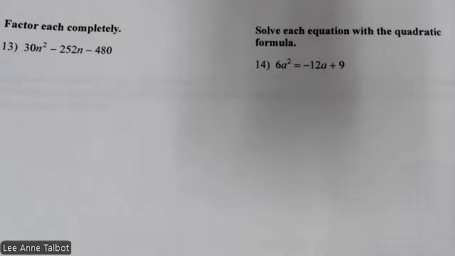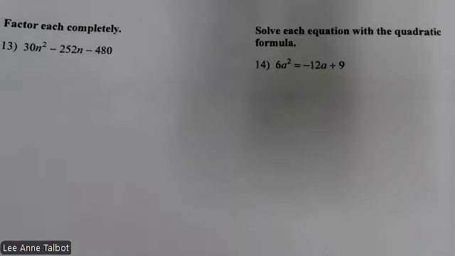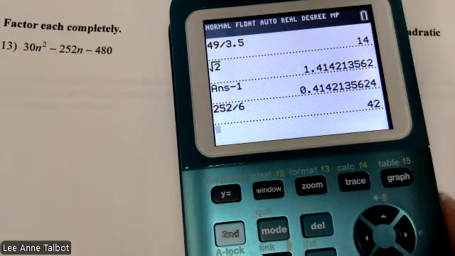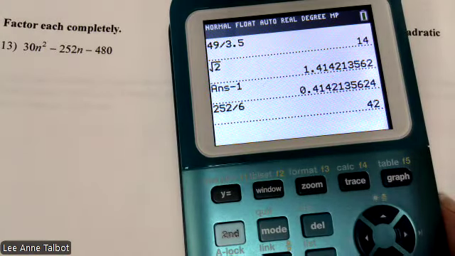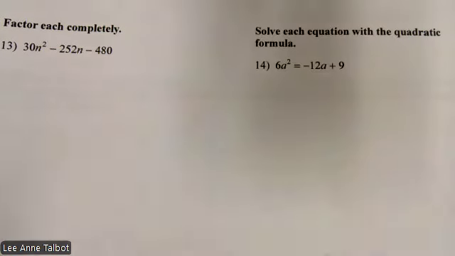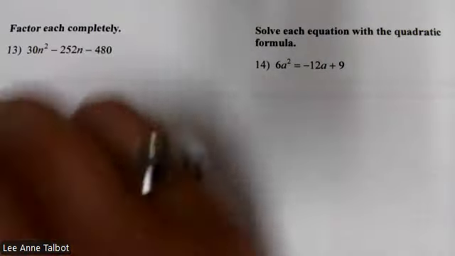13. Factor completely. Those are some numbers. What is the GCF here, you think? Anybody have an idea? I think it's 6. Only because before, while we were working on stuff, I did 252 divided by 6 to see if it would work. I know I cheated. Okay, fine. You caught me cheating.